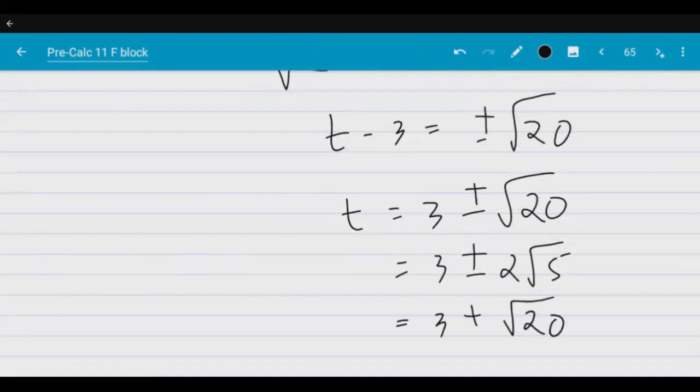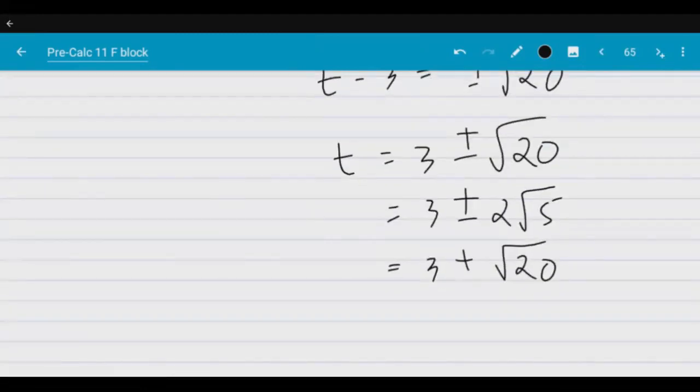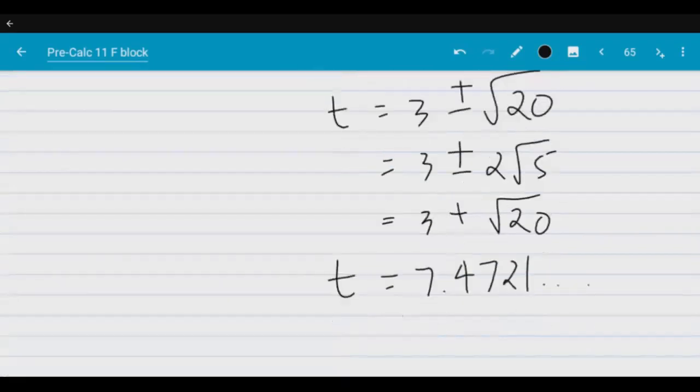And if you use your calculator, because we are trying to find the answer to the nearest tenth of a second, that would be about 7.471 something. Okay. And what I want you to do is you only round off at the very end. So 7.4 becomes 7.5. So the answer is the stone hits the water after about 7.5 seconds. Okay. And there you have it.